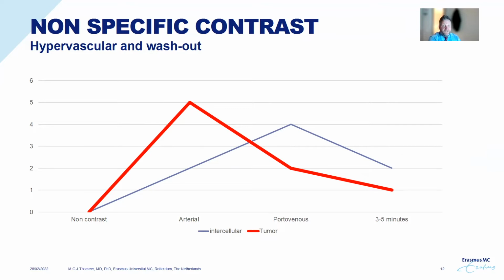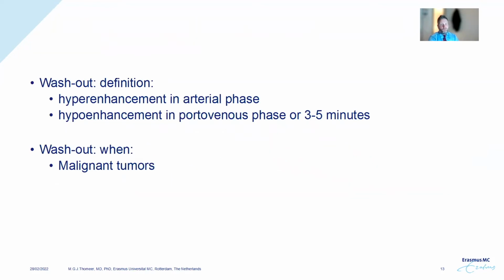A lesion that remains hypointense during all phases does not, by definition, count as a washout. So here again, you need a combination of a hyperenhancement followed by a hypoenhancement. This hypoenhancement can be visible in the portovenous phase, but sometimes you have to wait until 3 to 5 minutes. This latter is typical for HCCs.